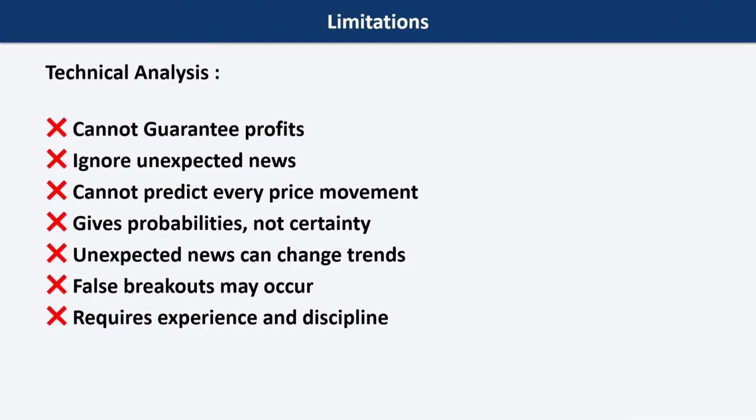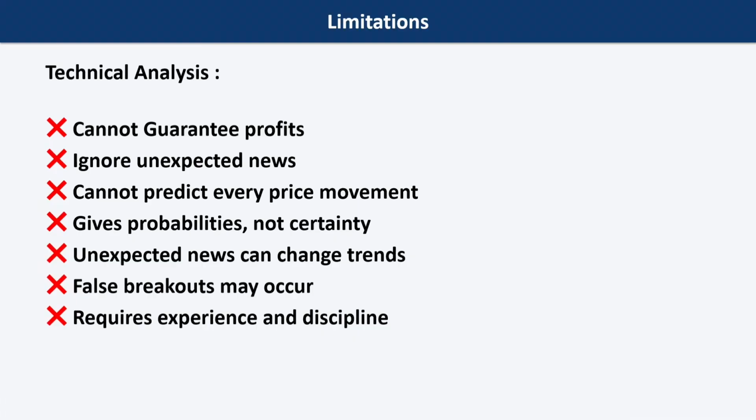Next, cannot predict every price movement. That is also true. The stock market is influenced by many factors. Therefore, no analysis method can accurately predict all price movements. Right? For example, sometimes a stock breaks above resistance, giving a buy signal, but instead of rising, it suddenly falls. This is why traders should always use stop loss. So stop loss will at least reduce their loss.